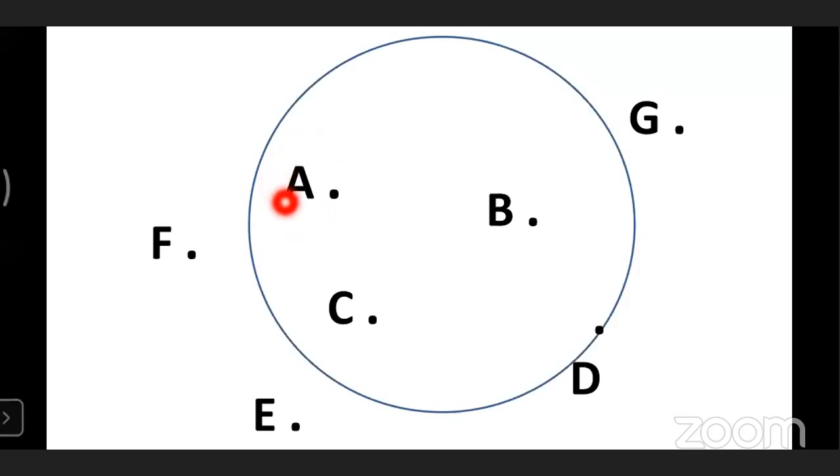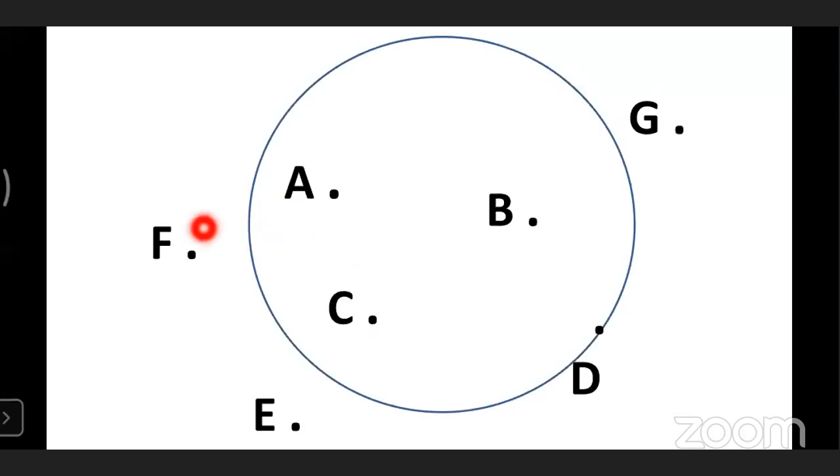Point A is inside the circle, right? Yes, interior part. It's in the interior part of a circle. Point B is also interior. Yes, it's also inside the circle. Very good. Point C, interior. Yes, interior. So we can say interior points. Which are the interior points? Point A, point B, and point C. These are the interior points of a circle, right?